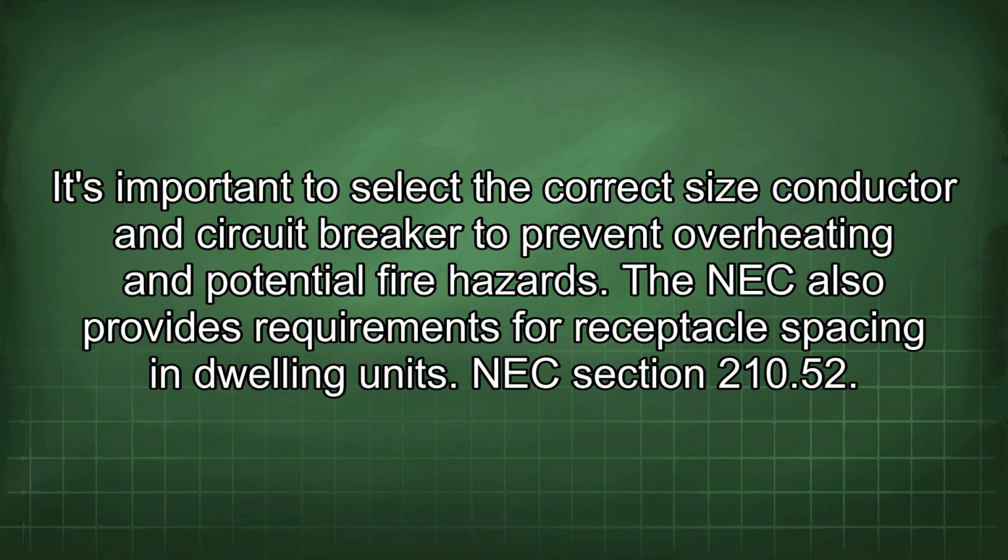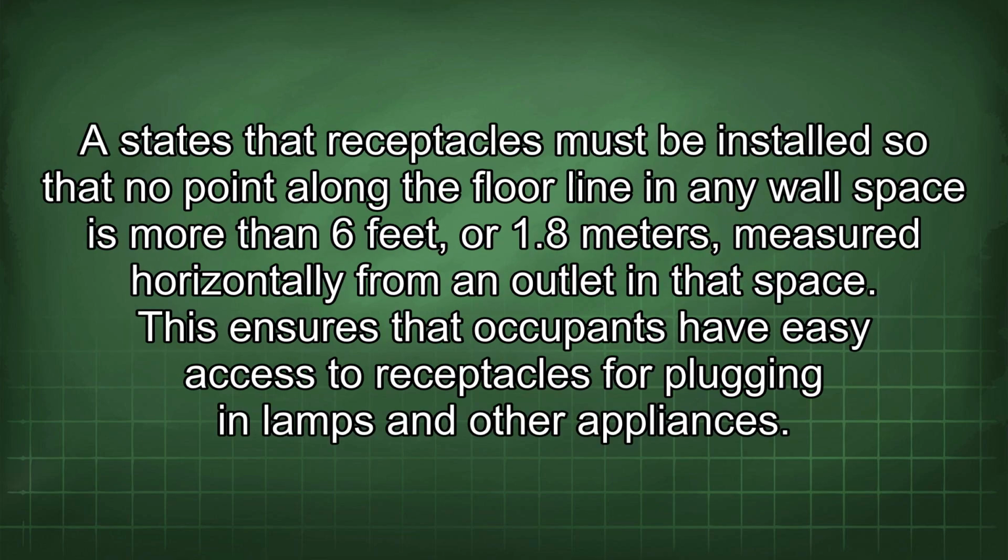The NEC also provides requirements for receptacle spacing in dwelling units. NEC Section 210.52 states that receptacles must be installed so that no point along the floor line in any wall space is more than 6 feet, or 1.8 meters, measured horizontally from an outlet in that space. This ensures that occupants have easy access to receptacles for plugging in lamps and other appliances.